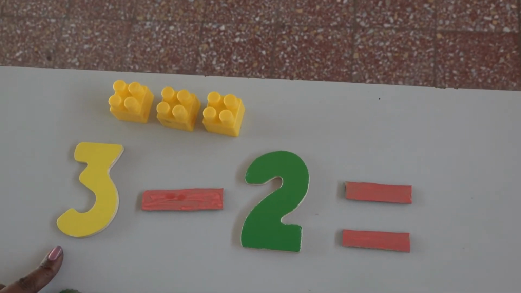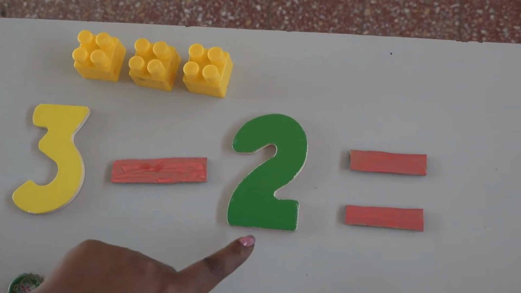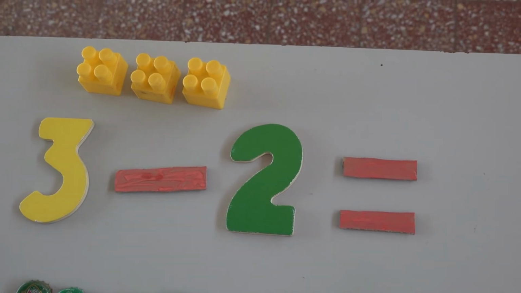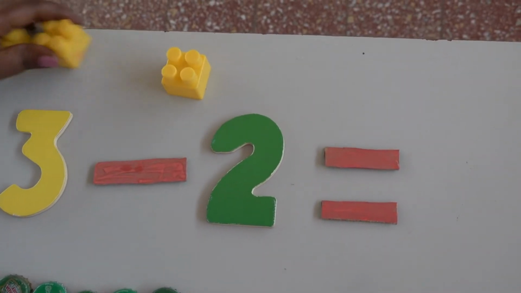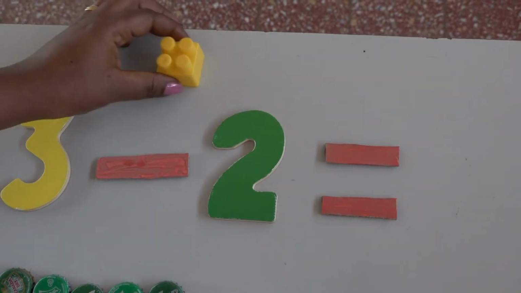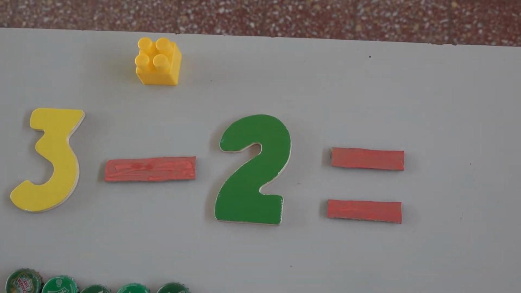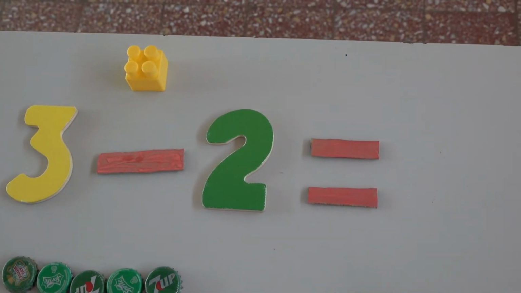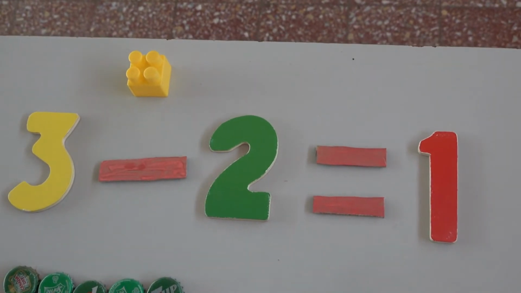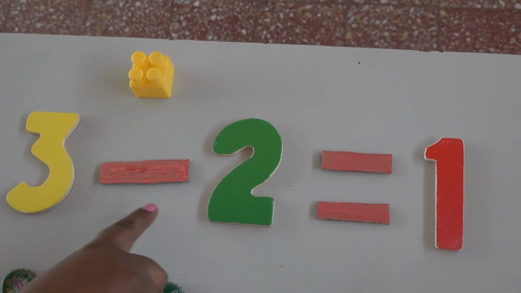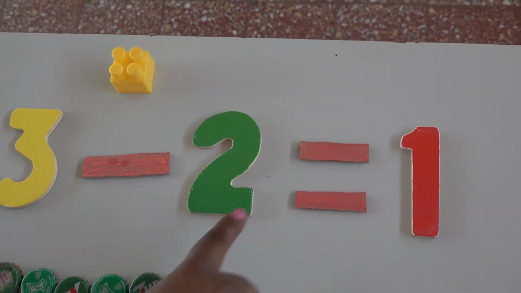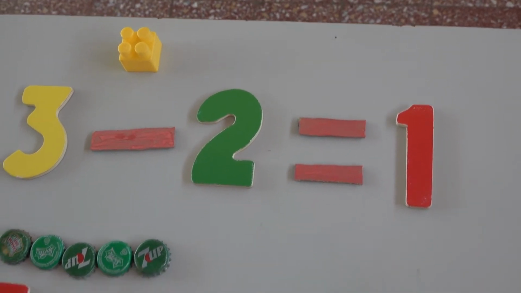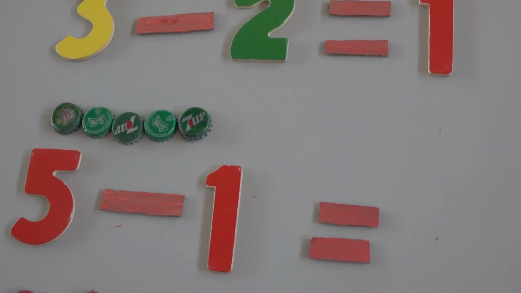It says 3 minus 2. Let's take 2 of them away, okay? 1, 2, away. So, how many left over? It's 1. Say 1. So, you're going to put 1 here. You read 3 minus 2 equals 1. Very good. Let's go to the next example.